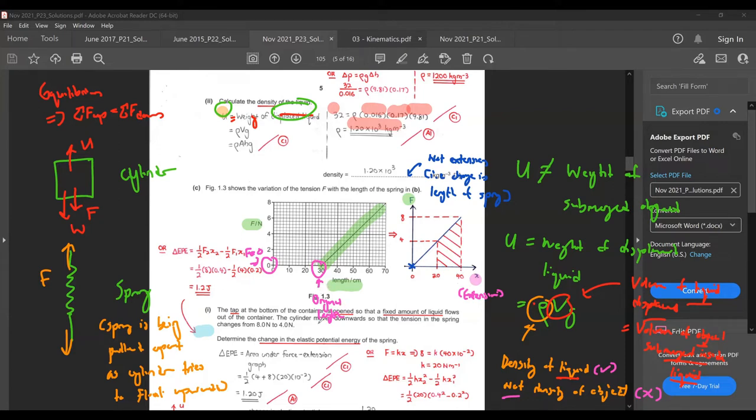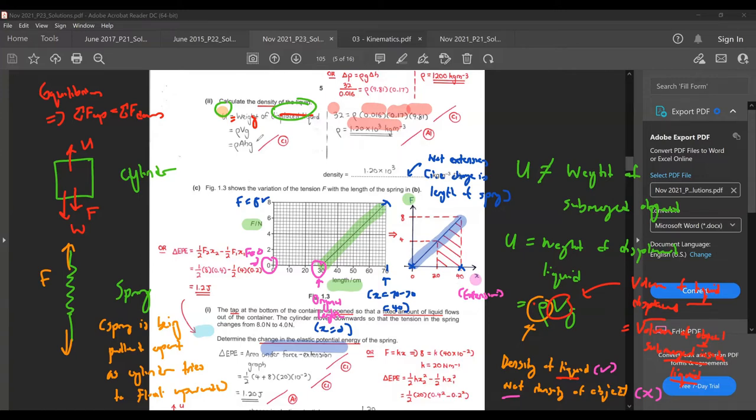If my force is zero, this is the original length, and extension is zero. But all the way to force equals 8 Newton, the length is 70, so the extension would be 70 minus 30, giving me 40. So this is the extension. So my graph would be this.